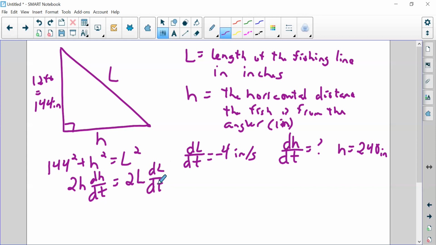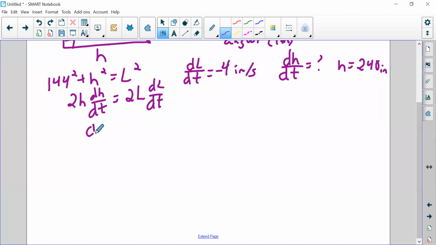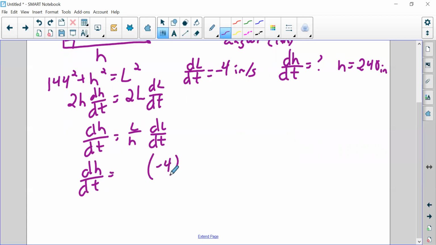And I'm going to figure out dH, so let's go ahead and get dH/dt by itself. So divided by 2, so that 2 just cancels, that's L over H, dL/dt. All right, let's plug in what we know and see if we have anything else we've got to figure out in this problem. So I want to find dH/dt. I was given that dL/dt was -4. And I was given that H is 240. Uh-oh. I have the extra variable L.